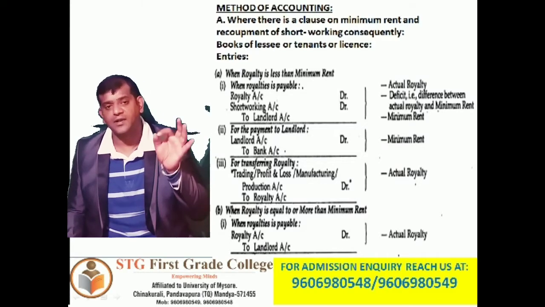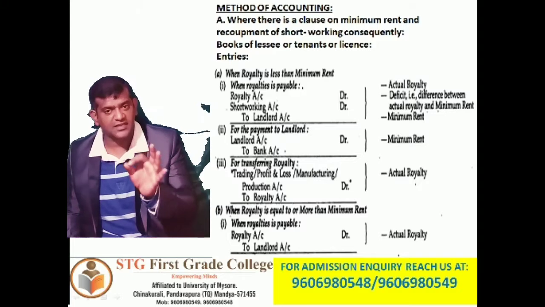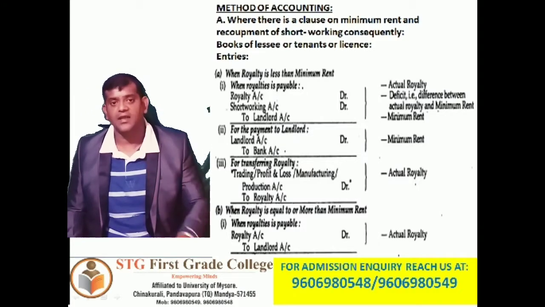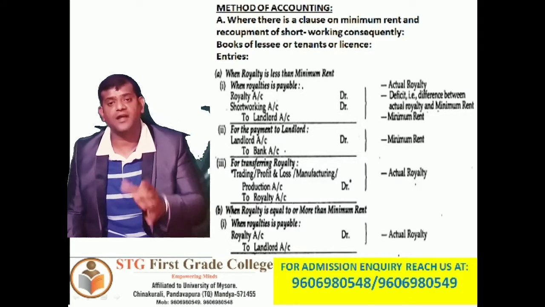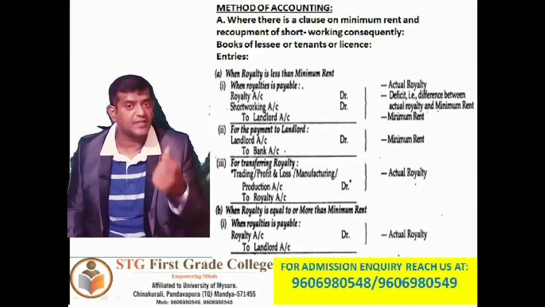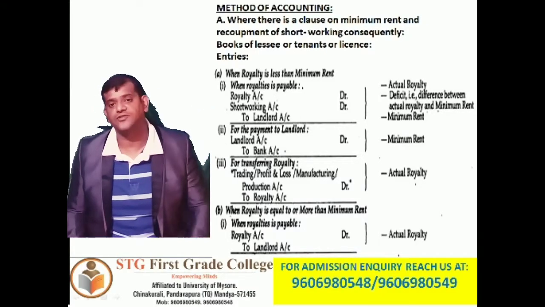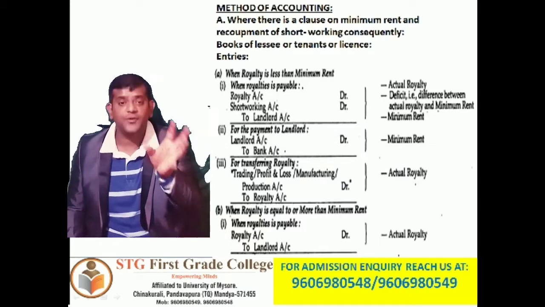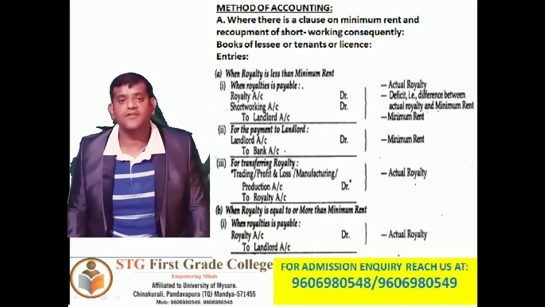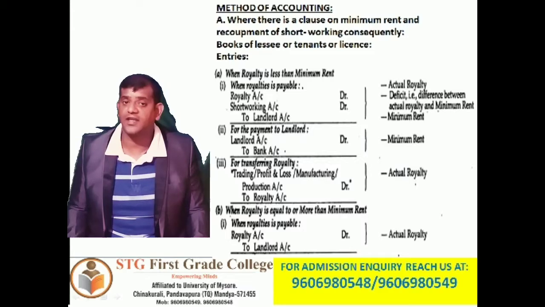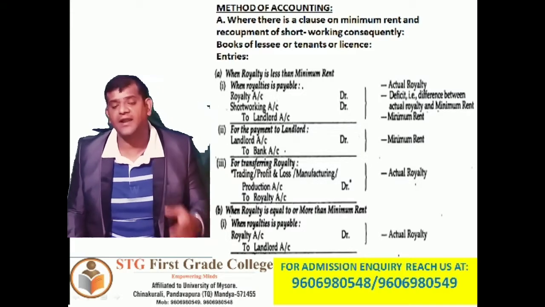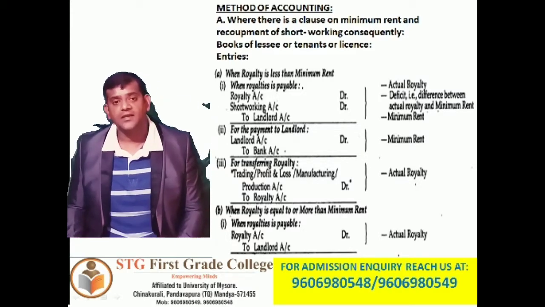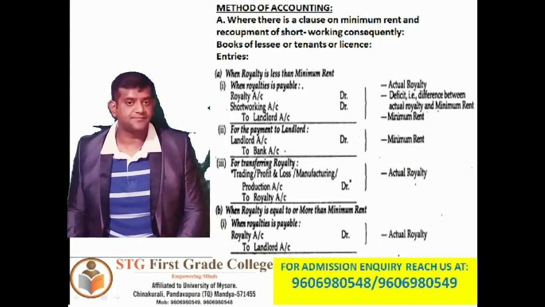Very simple: royalty account debit with the actual royalty, short working account debit with whatever the shortage difference, to landlord account. So there is actual royalty and a negative difference, which we call the short working account. Both are debited and you can transfer to the landlord account.